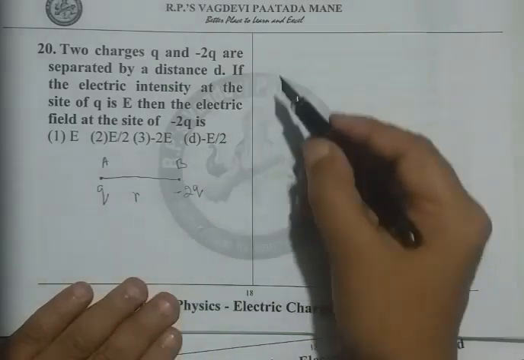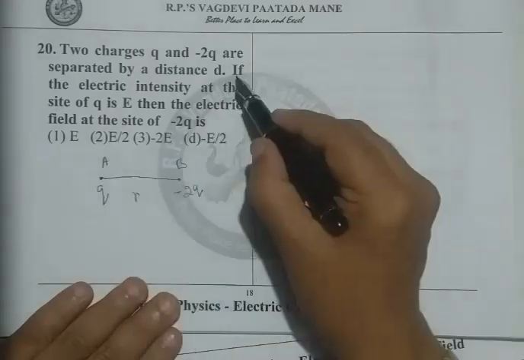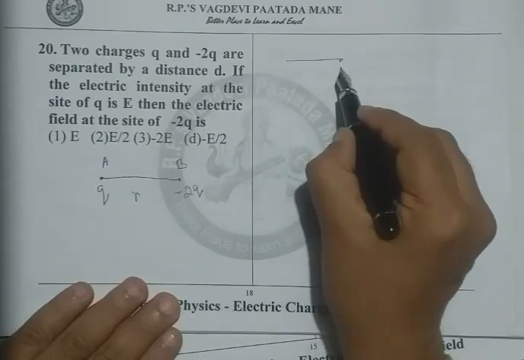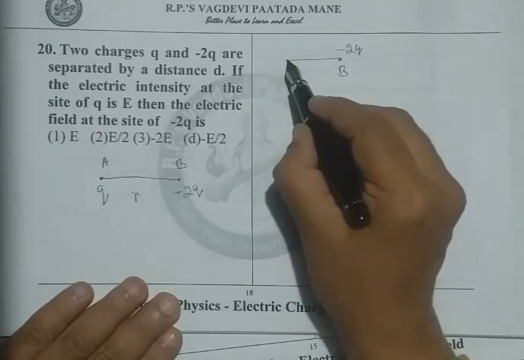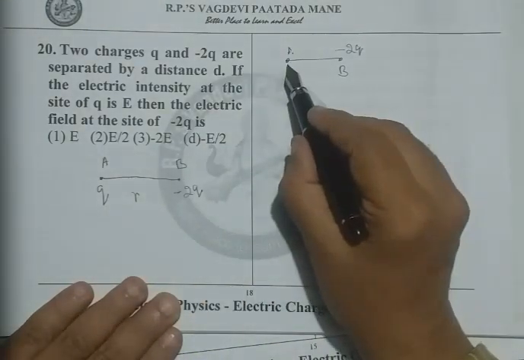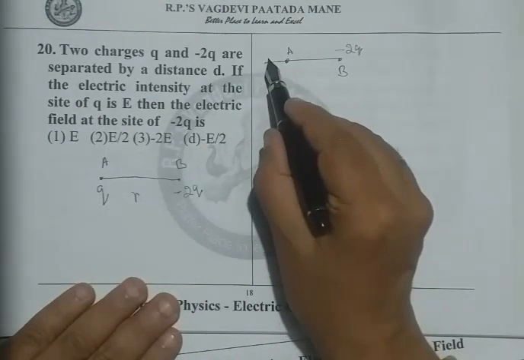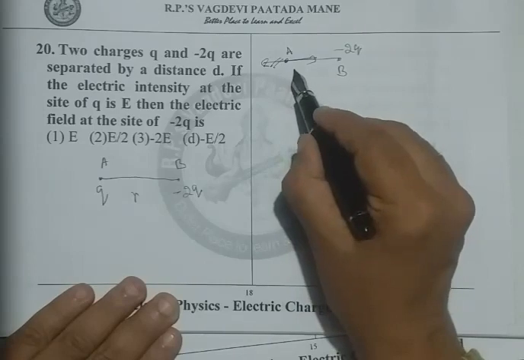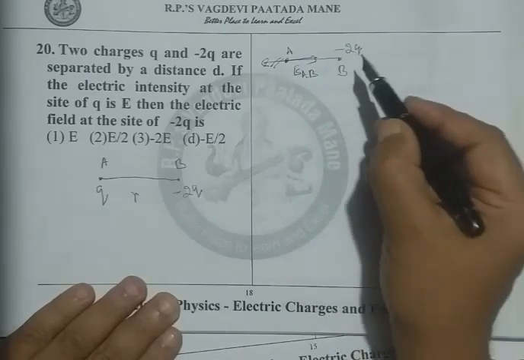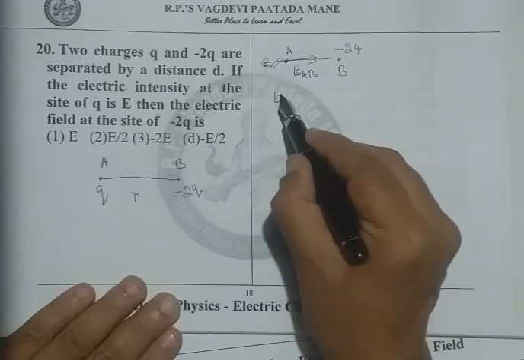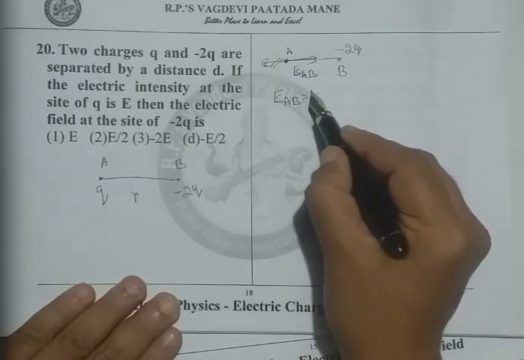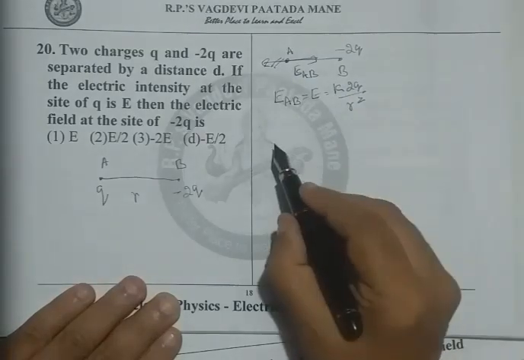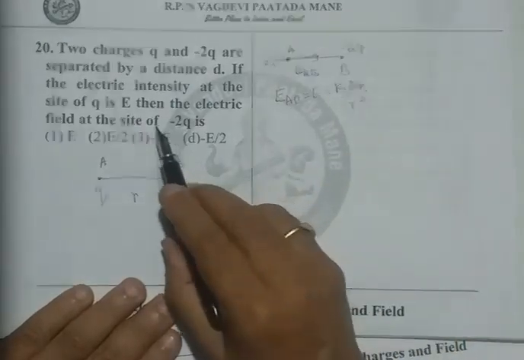Now what I do, at the site of Q, if the electric intensity at the site of Q, that means I take only B, that is minus 2Q, and I write only electric field at A without charge Q, that is E. It is minus, so it should be attractive this way. This is EAB, electric field at A due to charge at B. I can write EAB, what is given as E, as K 2Q by R square. Now, that is our E.